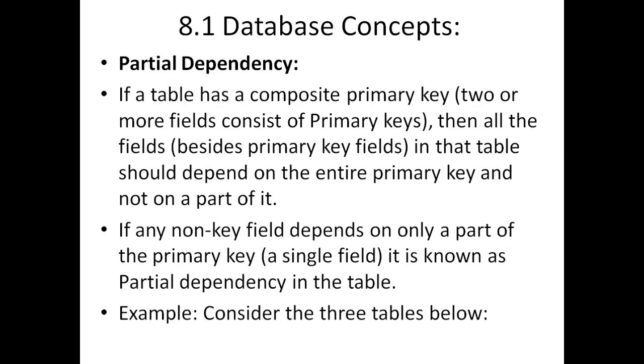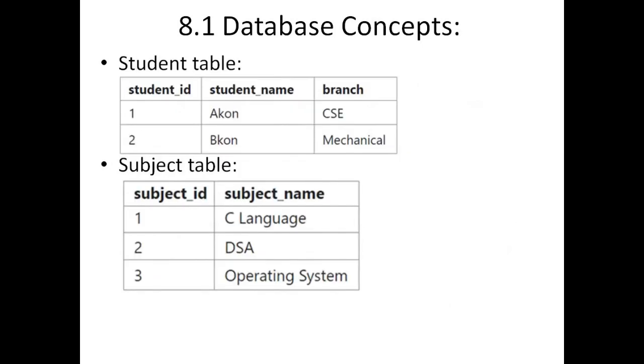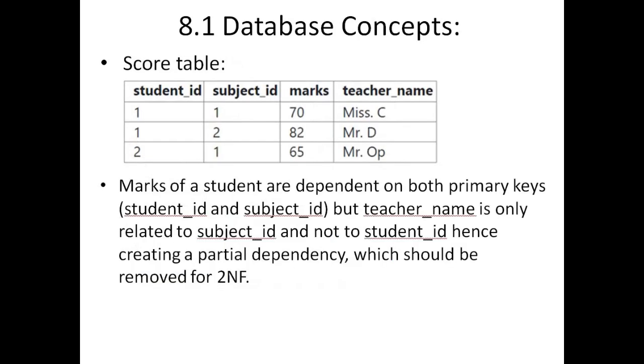If any non-key fields depend on only a part of the primary key, a single field, it is known as partial dependency in the table. For example, here are three tables: the student table having student ID, student name and branch. Then we have a subject table with subject ID and subject name. Then we have the score table which has student ID, subject ID, marks and teacher name.